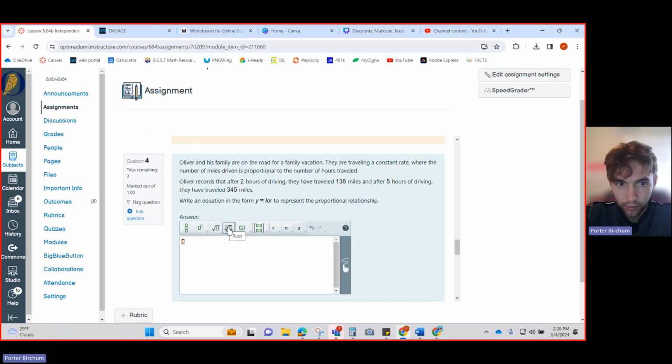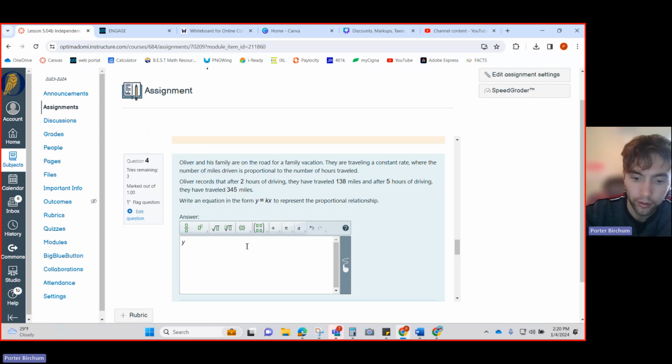They are traveling at a constant rate where the number of miles driven is proportional to the number of hours traveled. Oliver records that after 2 hours of driving, they traveled that many miles. After 5 hours of driving, they traveled that many miles. Write an equation in the form y equals kx to represent the proportional relationship.